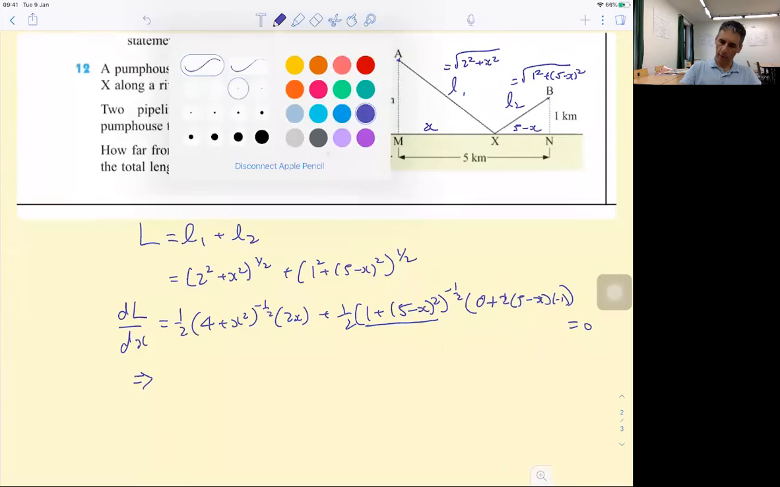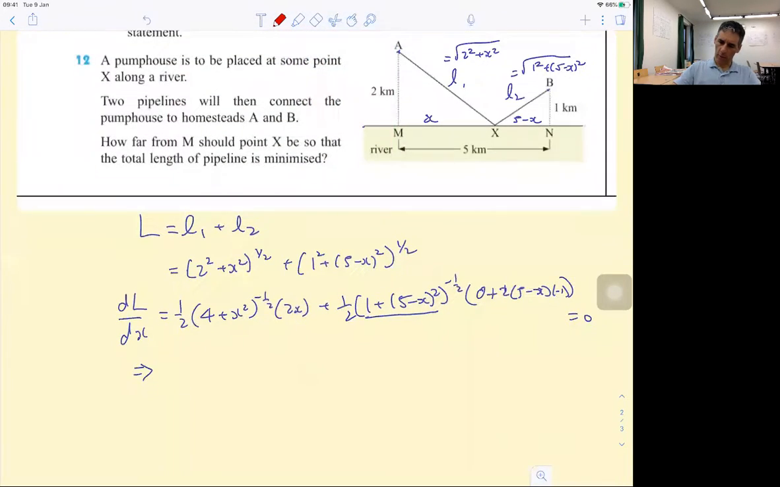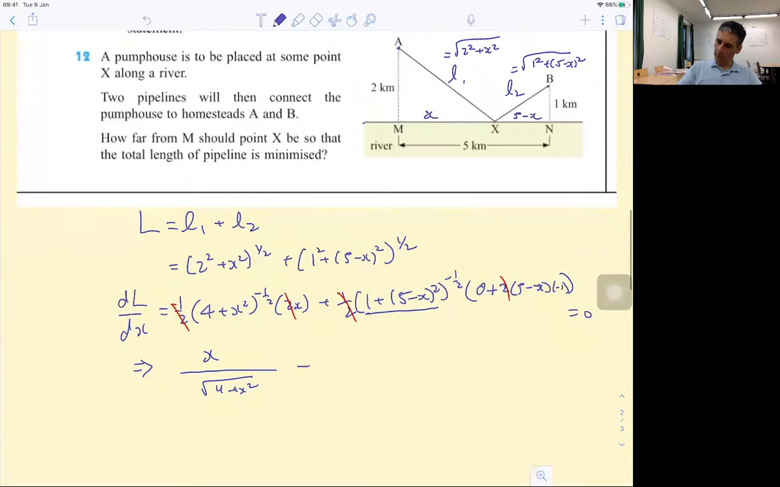Let's clean it up a bit. We can cross out a couple of those. And we can also cross out this 1/2 with that 2 there. And so that leaves us with X over the square root of 4 plus X squared. And then on the other side, we have a minus, because of this minus sign right there, (5 minus X) all over the square root of 1 plus (5 minus X) squared. And that's all equal to 0.